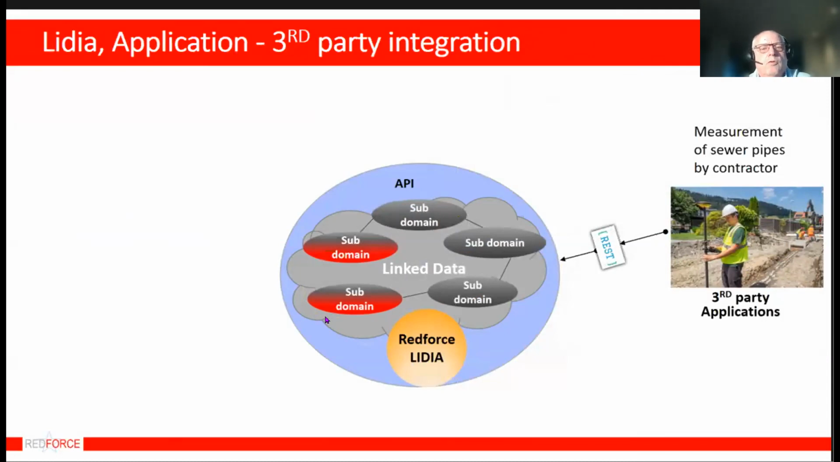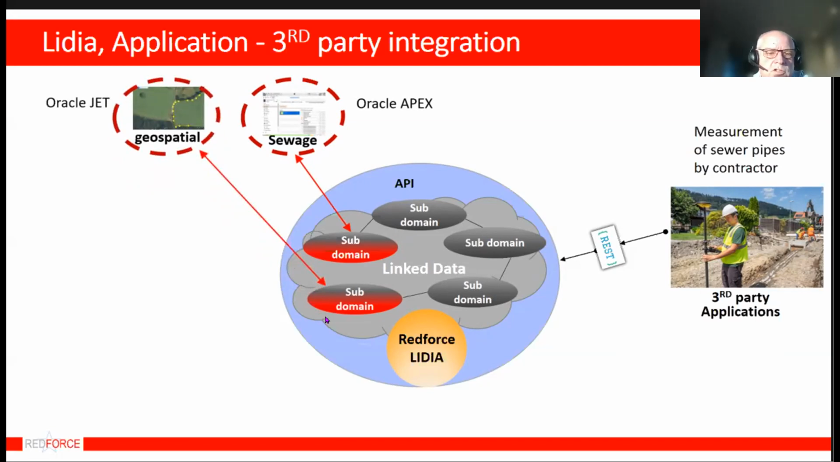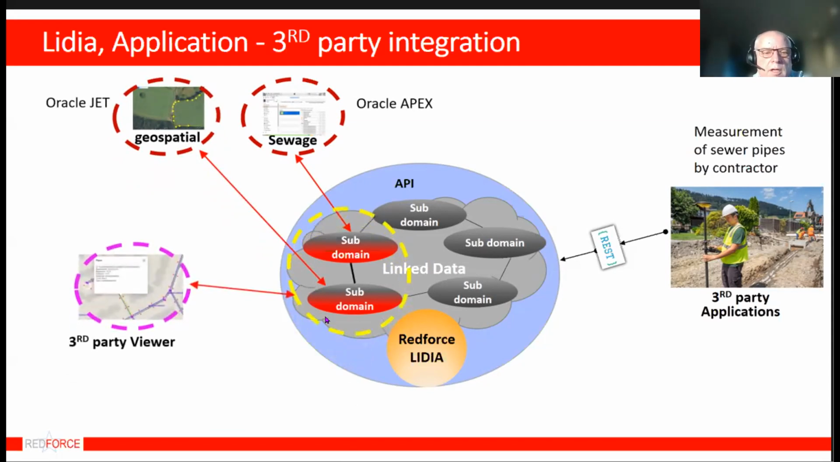You also can do a third-party integration. Here, for example, if you have a contractor who does measurements on sewage pipes, for example, depth and location, then they could extend that data with metadata from the ontology, send it via the REST to the back office, and there again, we create the necessary RDF data in the sewage subdomain, and the geo objects in the geo subdomain. We link those two together, and then again, the viewer can show the combined data.